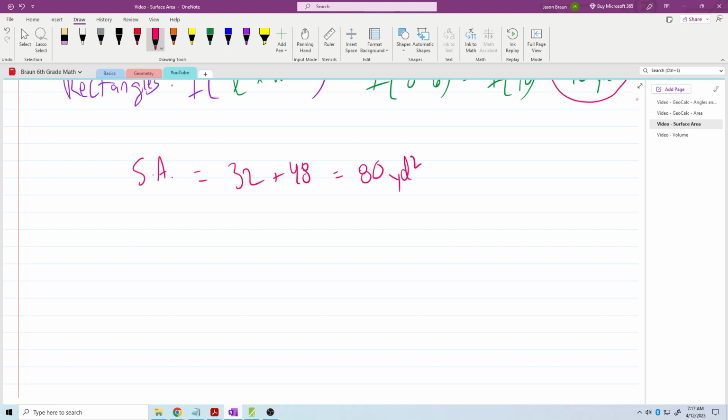80 yards squared, guys. Actually, is it? Let me just double check that. 48 plus 32. Yeah, it's 80, of course. Anyways, that is the answer.